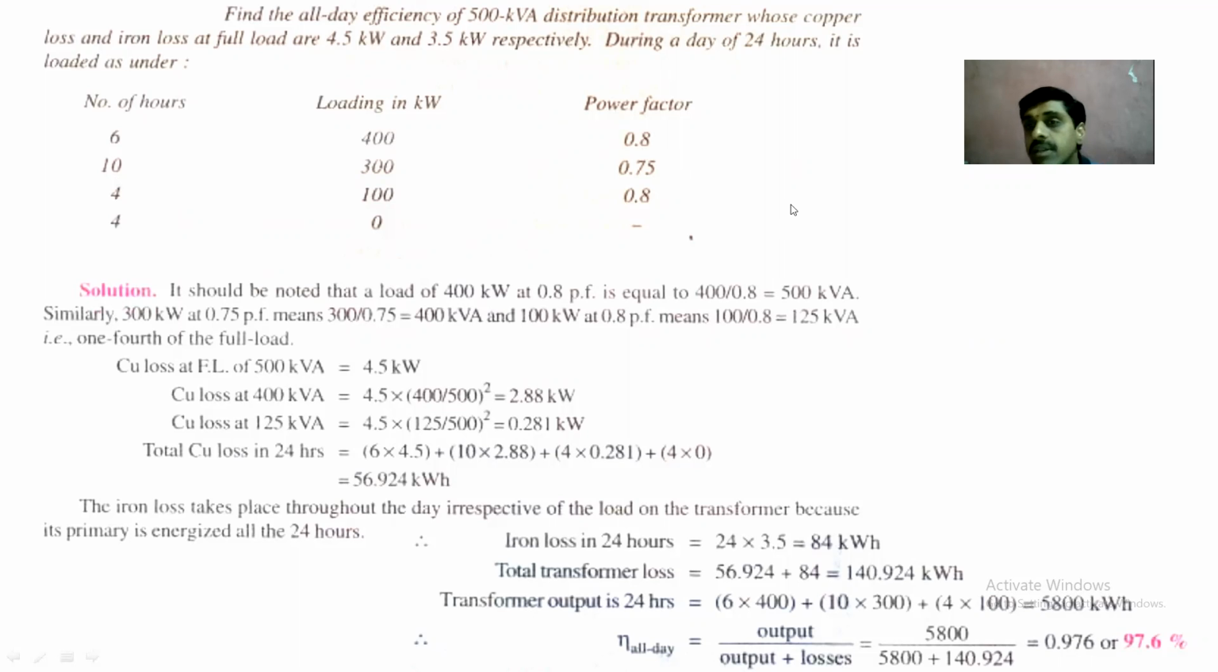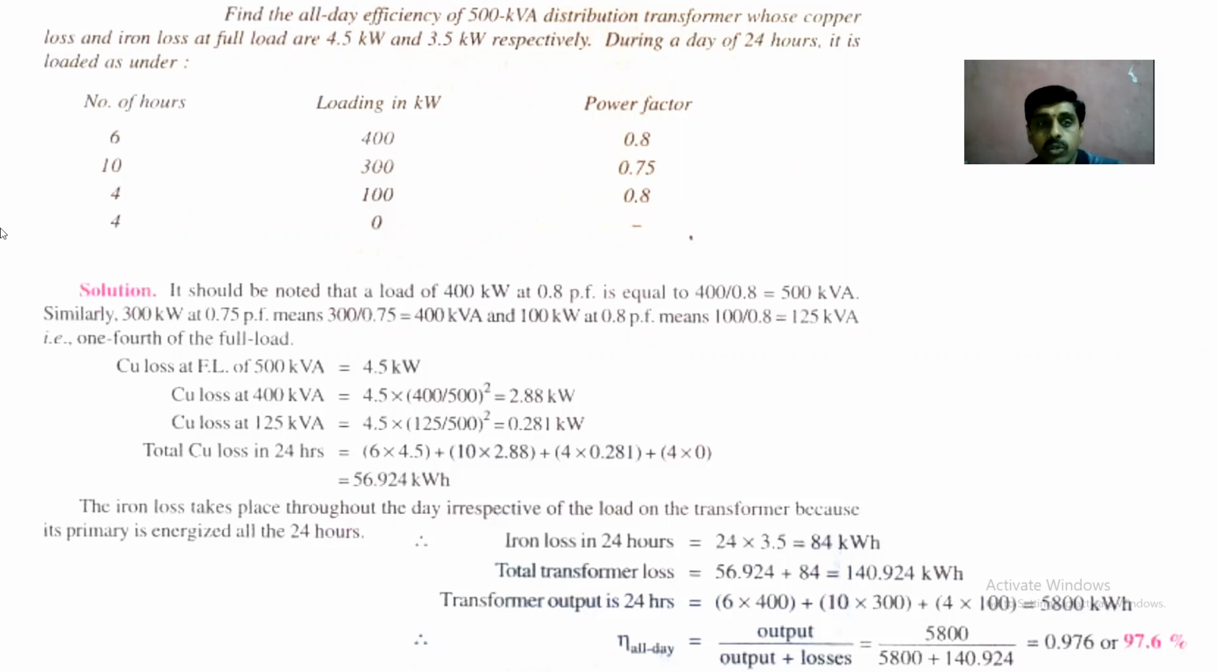The first step: all day efficiency means output in kilowatt hours for 24 hours, divided by output plus losses for 24 hours. So if you observe the losses for 24 hours, iron loss is constant. The only variable loss is copper loss. That's why you should calculate the copper loss for different hours. And anyway, iron loss is constant. So if you calculate the copper loss for every period, 6 hours, 10 hours, 4 hours, 4 hours, then you will get the all day efficiency.